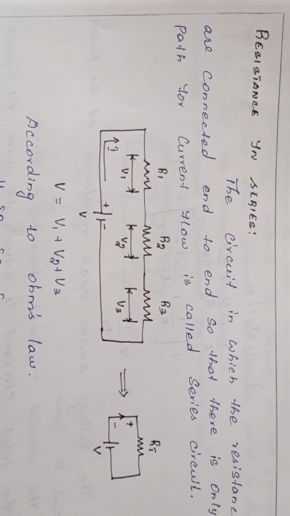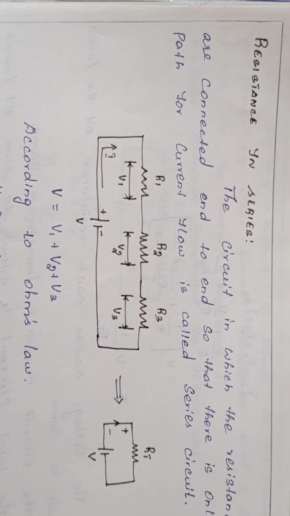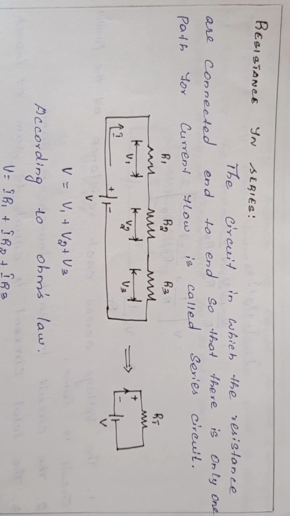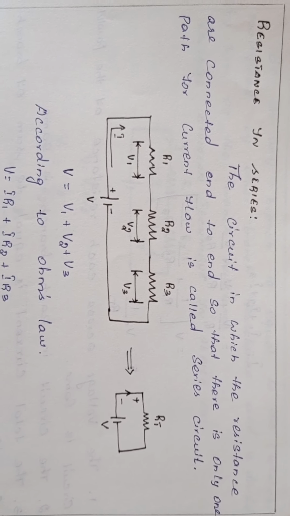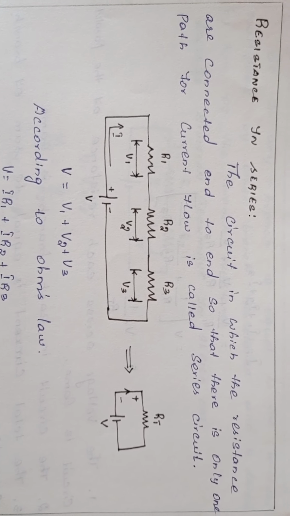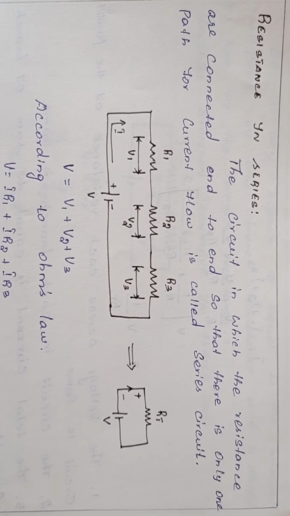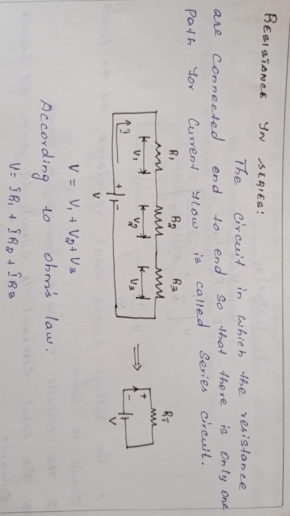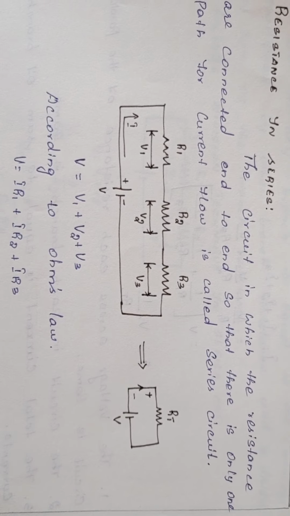Hi friends, today we are going to discuss resistance in series and resistance in parallel circuits. So what is meant by resistance in a series circuit? The circuit in which the resistances are connected end to end, so that there is only one path for current flow, is called a series circuit.